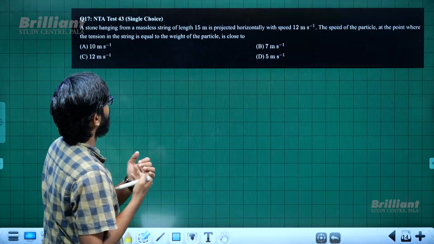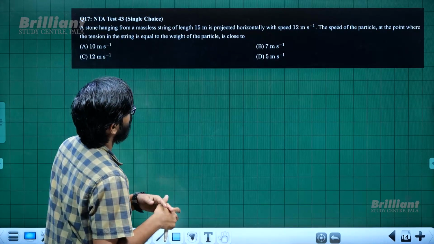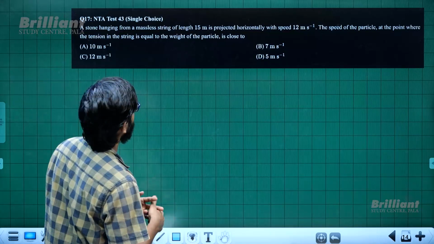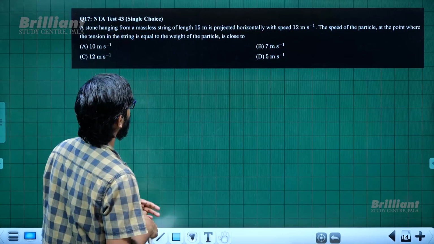A stone hanging from a massless string of length 15 meter is projected horizontally with a speed 12. Find the speed of the particle at a point where the tension in the string is equal to twice the weight of the particle.